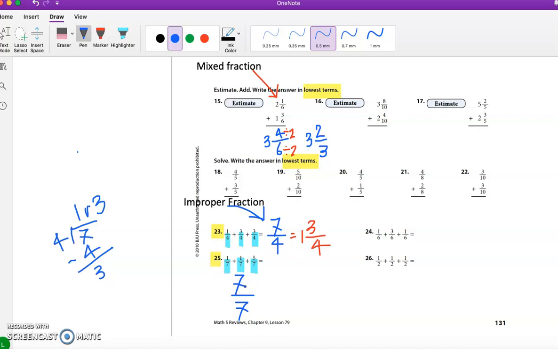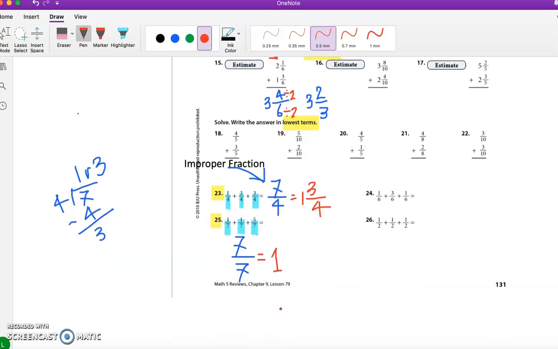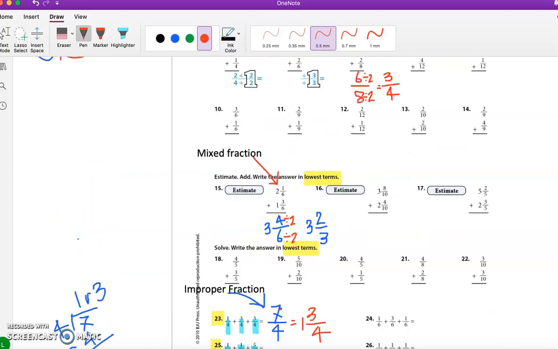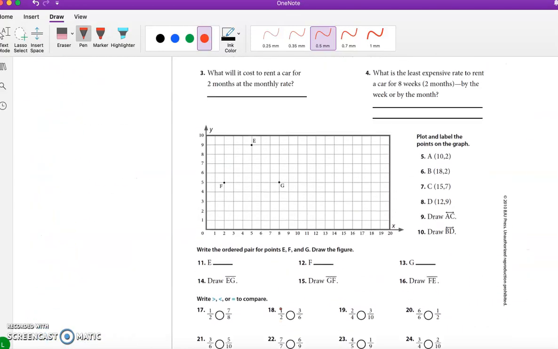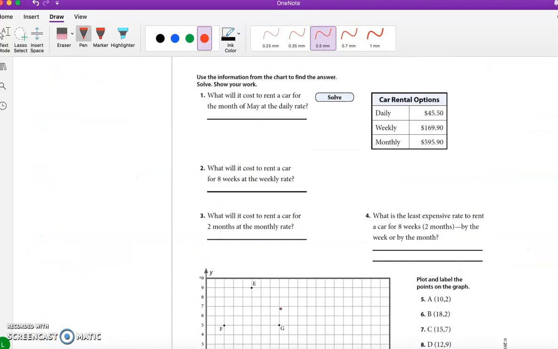Oh, this fraction looks a bit special because it has the same numerator and denominator. And now what do we do with this? Is this the lowest term? No, this is not a lowest term. So we're going to change it into a mixed fraction, which is just 1. So I want you to do number 24 and number 26 on your own. And now I'm going to move on to the second page.